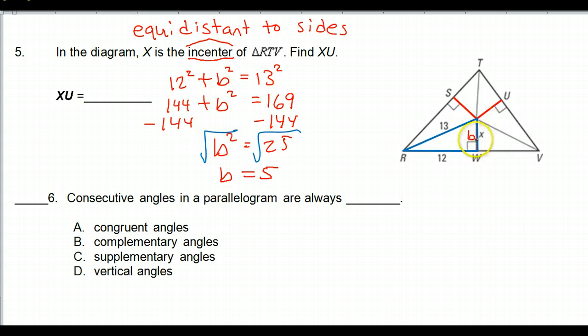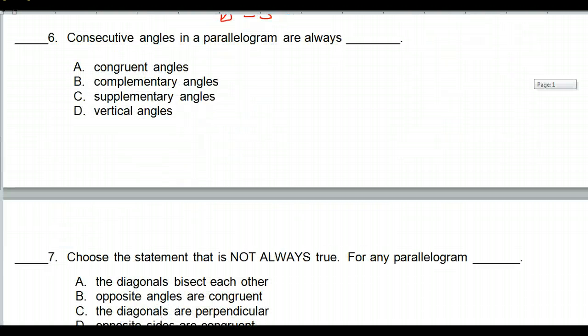So that's WX here is going to be 5. But that means that all three of these red lengths, including XU, will be 5. So that's why this answer is going to be 5. A little Pythagorean theorem never hurt anybody.